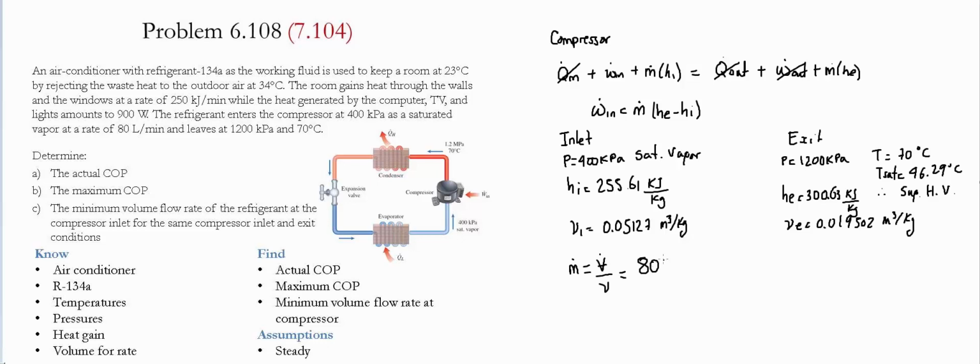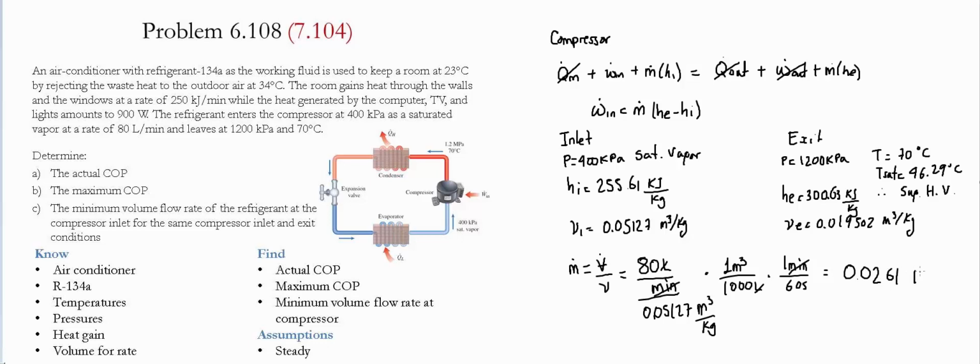So the volume flow rate is equal to 80 liters per minute, and the specific volume was given to be 0.05127 meter cubed per kilogram. We need to do a little bit of conversion in here. We have that 1 meter cubed is equal to 1000 liters, and we also have that 1 minute is equal to 60 seconds. So liter and liter cancel, and minutes cancel. Once we calculate this, we find that the value of the mass flow rate is equal to 0.0261 kilograms per second.